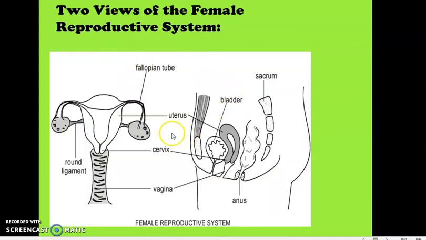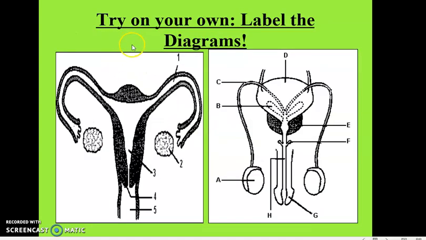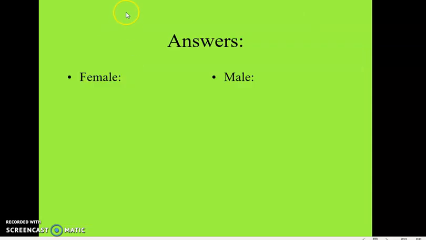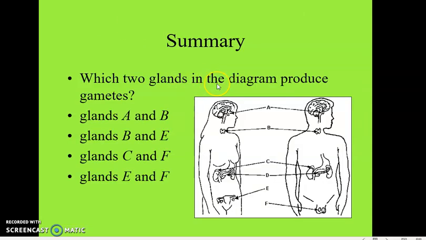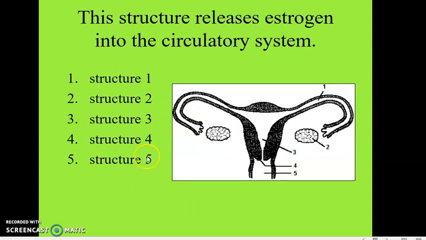All right, the female, you have to know the front view. Okay, we got the ovaries on each side and the uterus in the middle. Okay, and the side view, where you're looking from the side. We should be able to label these two diagrams. All right, so you'll be labeling these in your guided notes. Okay. Which two glands produce gametes? The gametes, the ovaries and the testes, right? So we should be looking for E and F. Which structure releases estrogen? Again, that would be ovary, structure 2.